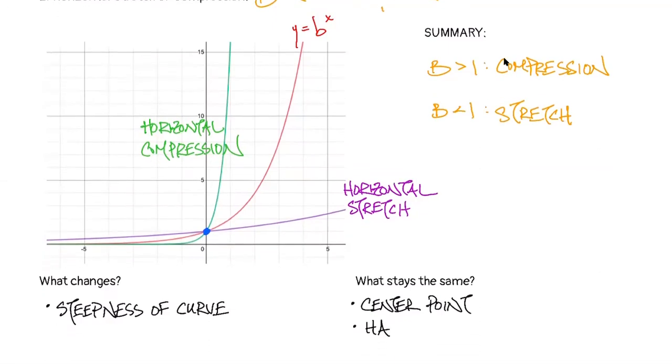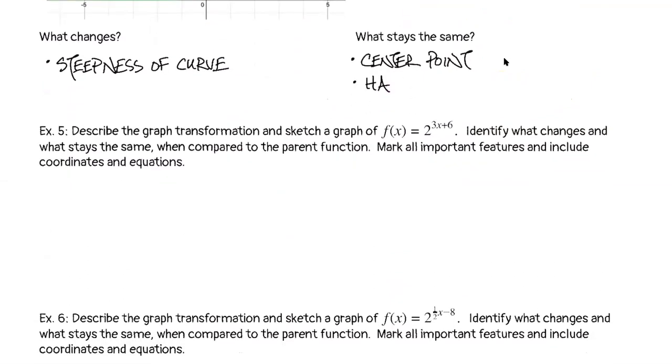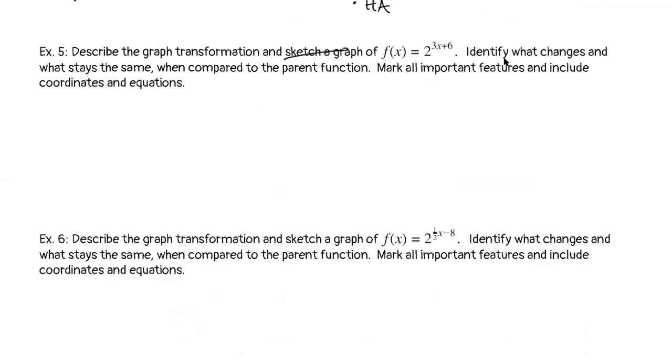So let's take that information and take a look at 2 more examples. And same thing, we're going to ignore the graphing right now for the sake of time, but let's talk through what happens in the graph, okay? So we're not going to sketch a graph, but you can do that on your own time if you want, okay? All right, so let's take a look at example 5. It says f of x equals 2 to the 3x plus 6.